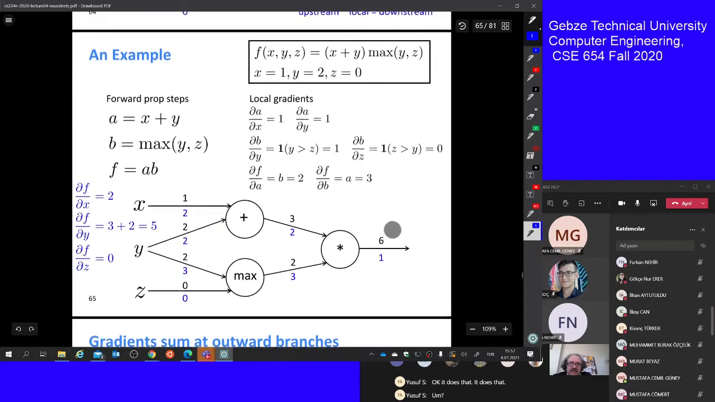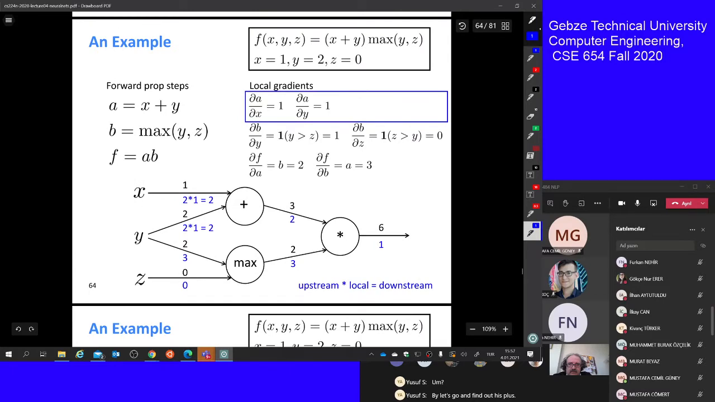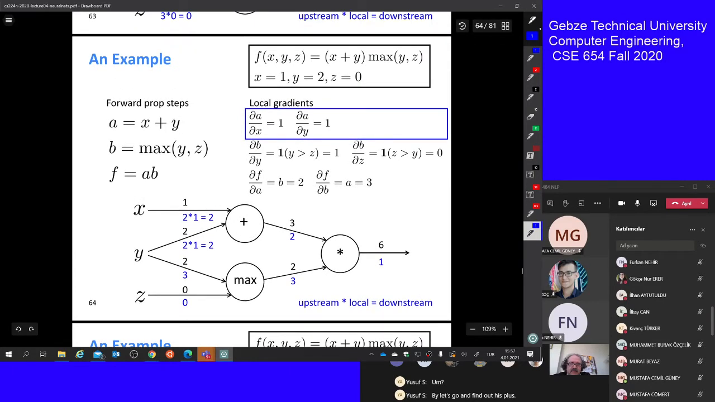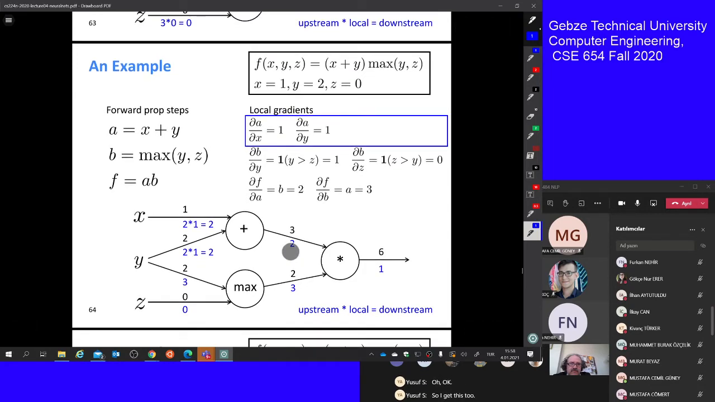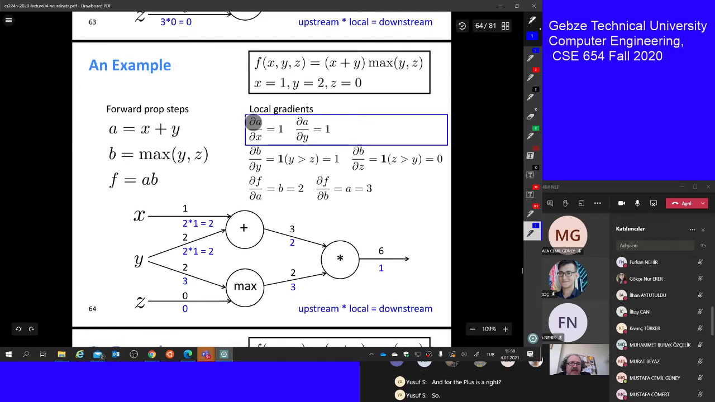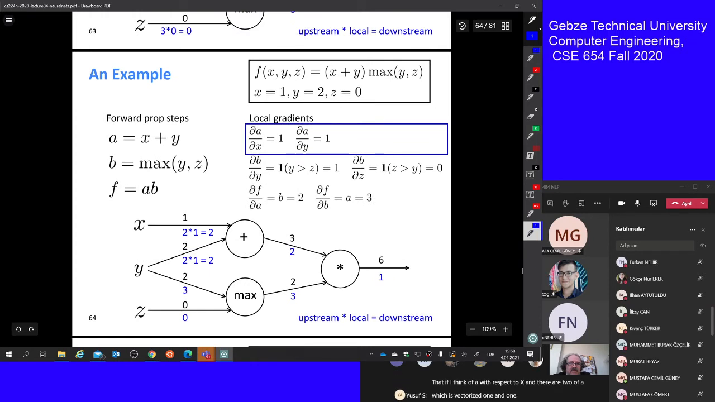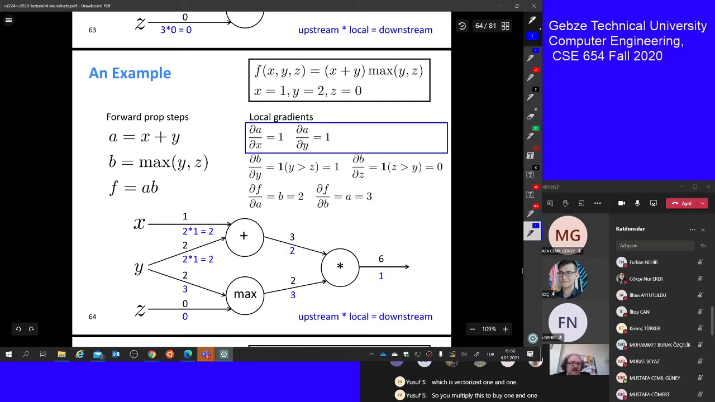Let's go and find out this plus. So I get this 2, and for the plus is a, right? So the derivative of a with respect to x and the derivative of a with respect to y is 1 and 1. So I multiply these 2 by 1 and 1. Okay, it is 2 and 2. So I just copied it to all the branches, so it is distribution. So this one gets it and this one distributes.